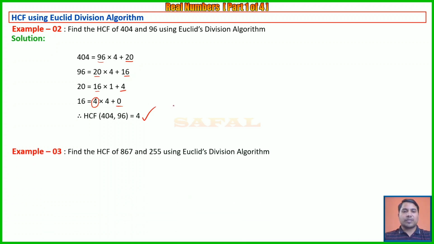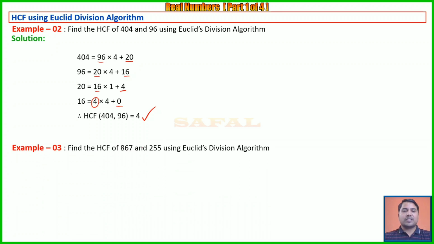Let's take one more example. Find the HCF of 867 and 255 using Euclid's division algorithm.